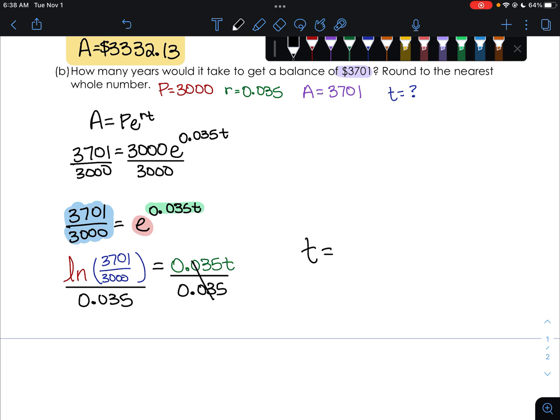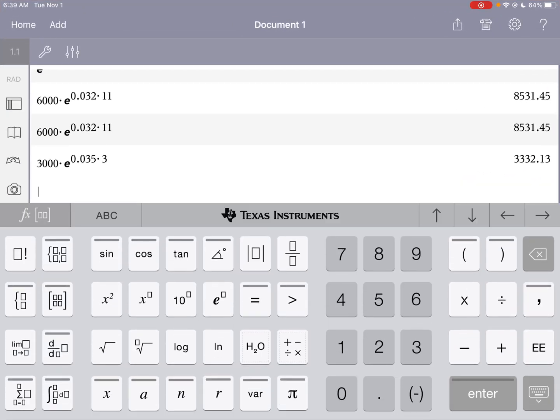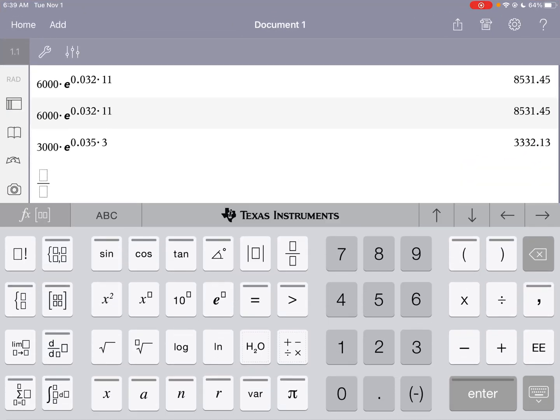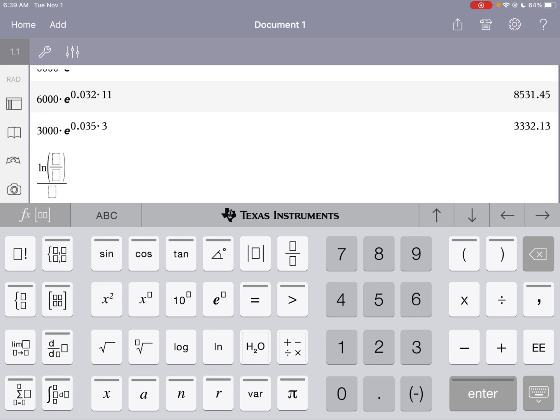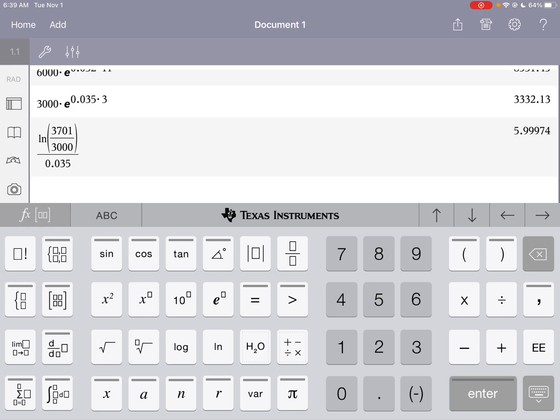So now we're going to move to our calculator so we can solve for t. I am going to type this part right here into the calculator. When we go to our calculator, start with the fraction button. Up top, we're going to have the natural log; you'll hit Control e to the x. Then within the natural log, you're going to have another fraction: 3701 over 3,000. And then in the very bottom denominator, it is 0.035. So it should look like this when you type it in. You press enter.